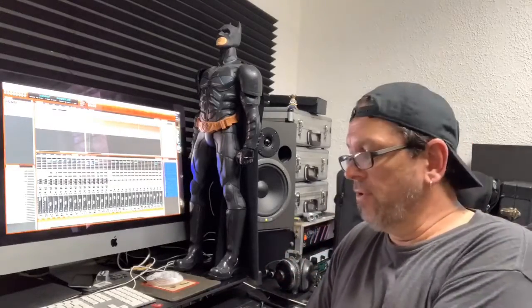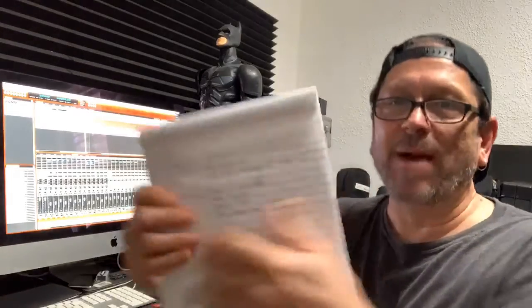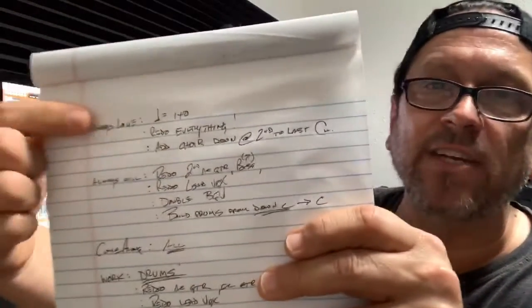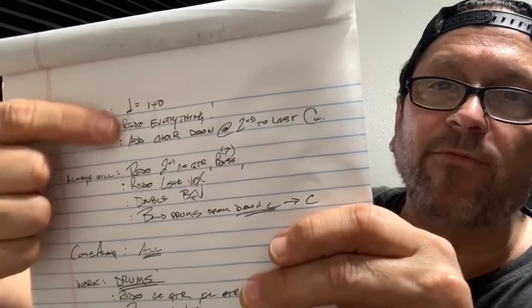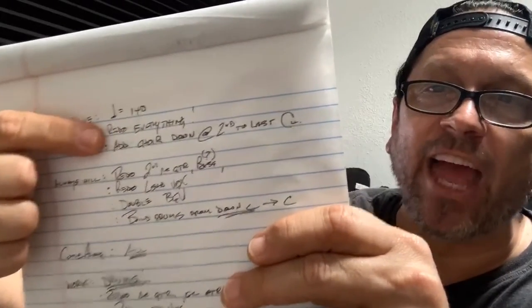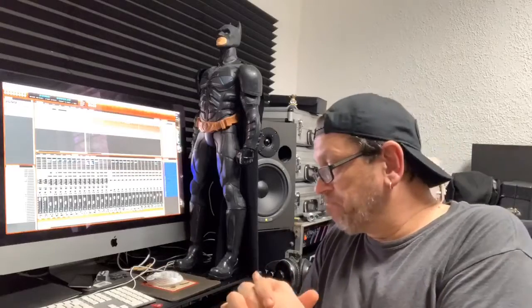And I made those notes to myself. Basically, here are my notes for this song called Always Love. It says, set the tempo to 140 and redo everything. And this is part of the process, folks. Sometimes you just go, wow, I really missed the mark on that piece. And so that's what I did.